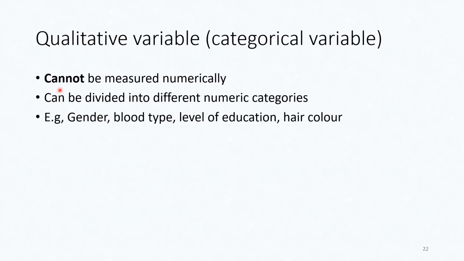Qualitative variable means it cannot be measured numerically. It can be divided into different categories. For example, gender, blood type, level of education, hair color.